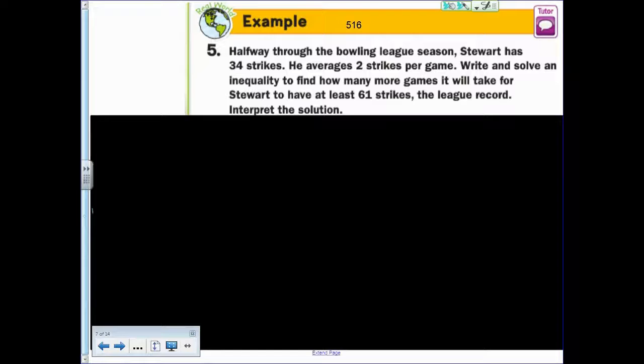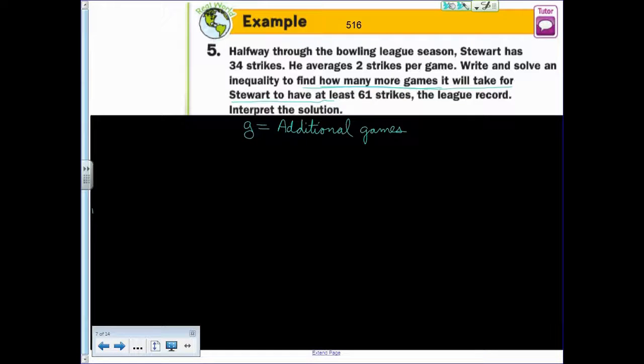Interpret the solution. Again, like we've been doing through the entire chapter, we're going to ask ourselves, what are we trying to find? It says, find how many games it will take for Stuart to have at least 61 strikes. So it's how many more games is what we're trying to find. How many more games? So we're going to let G equal additional games. We know he's already played some games because it says how many more.